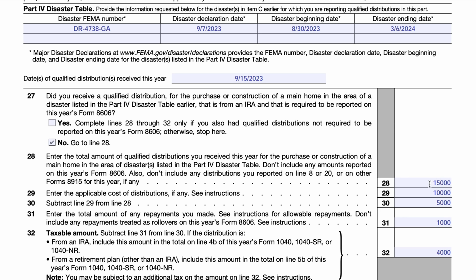So in this case, we took our $15,000. Let's just say we had some basis. The cost of distributions was $10,000. So that means we only have about $5,000 left that needs to be considered for taxes. On line 31, you can enter the total amount of repayments that you made. Repayments have to be made before the filing deadline of the tax return. You would not include any repayments that are also treated as rollovers on IRS Form 8606. So in this case, $1,000, you would take that $1,000 away from the $5,000, and if this was a distribution from an IRA, you would put it on line 4B of your Form 1040, 1040SR, or 1040NR. If it's from a retirement plan, not part of an IRA, then it would be on line 5B of that form.